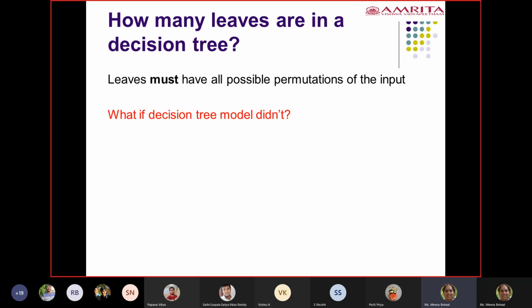So that won't happen in a decision tree model. If we are following a decision tree model, we are going to have all possible permutations of the input. That is what we saw. That's why we took a simple example with only 3 nodes.